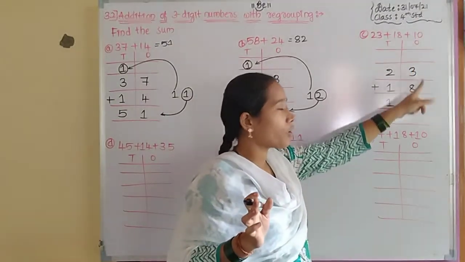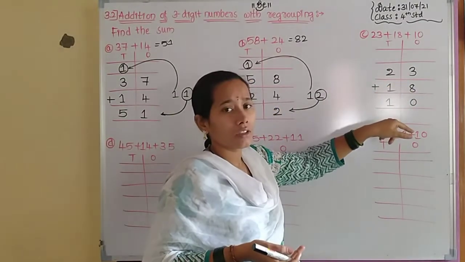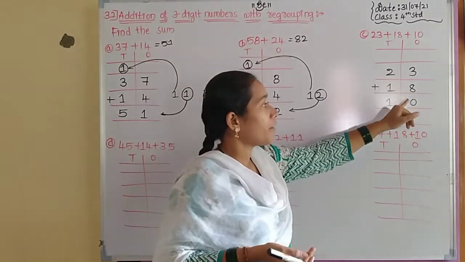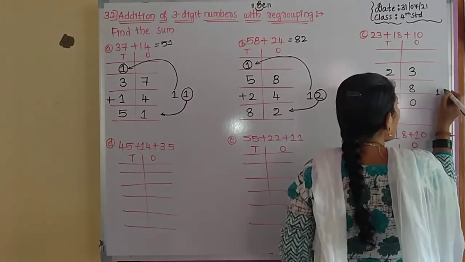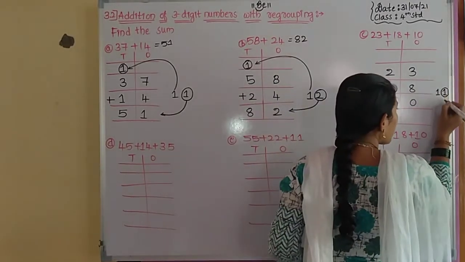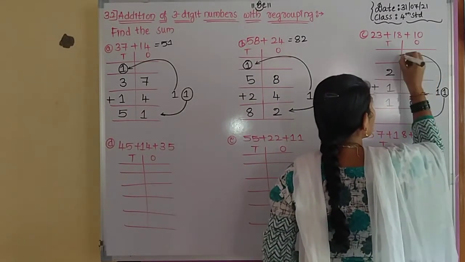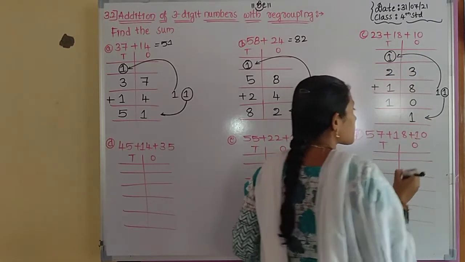First you have to add the ones placement digits. 3 plus 8 is equal to, very good, 11. 11 plus 0 is equal to 11 only. So 11 is our answer from the ones placement. In 11, write this one here and one is the carry. One is the carry and write with the ones placement 1.